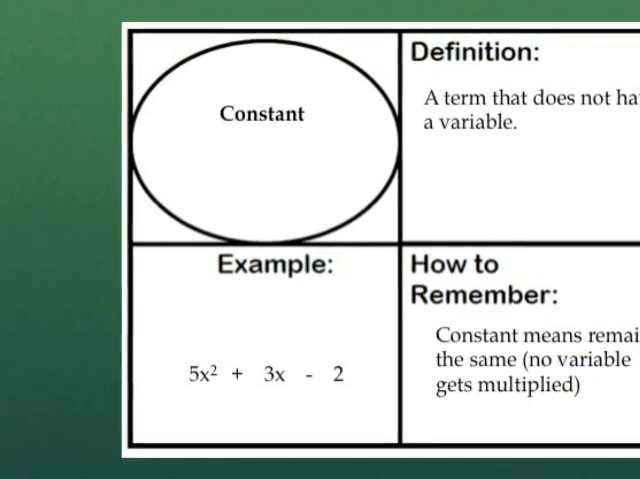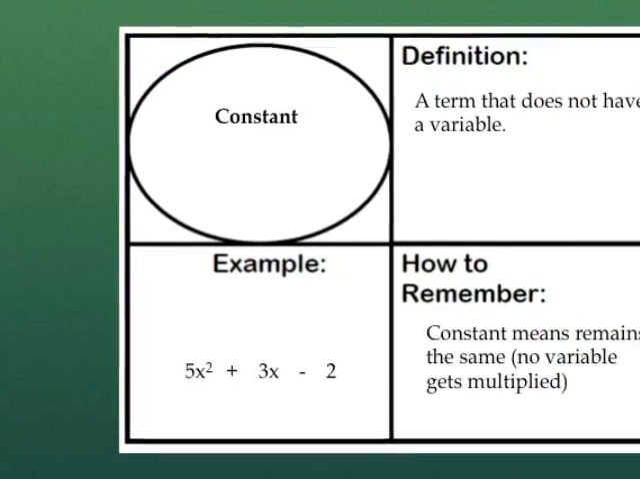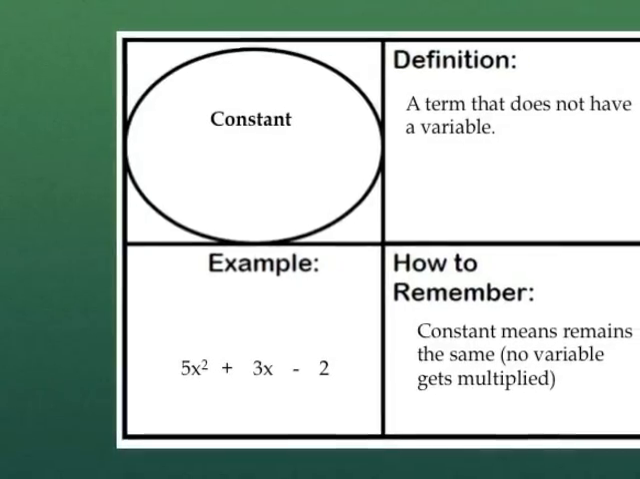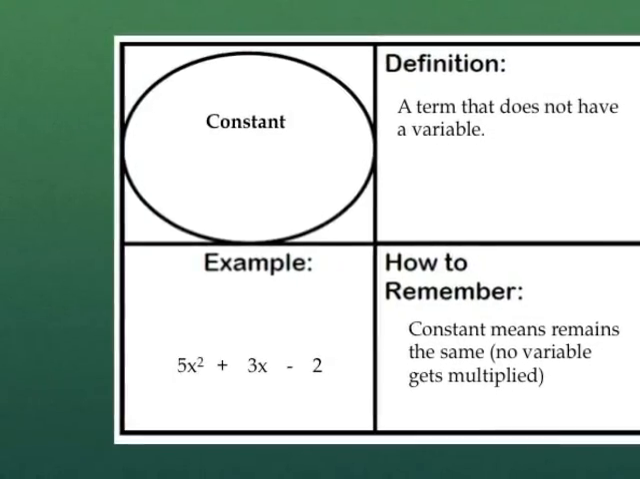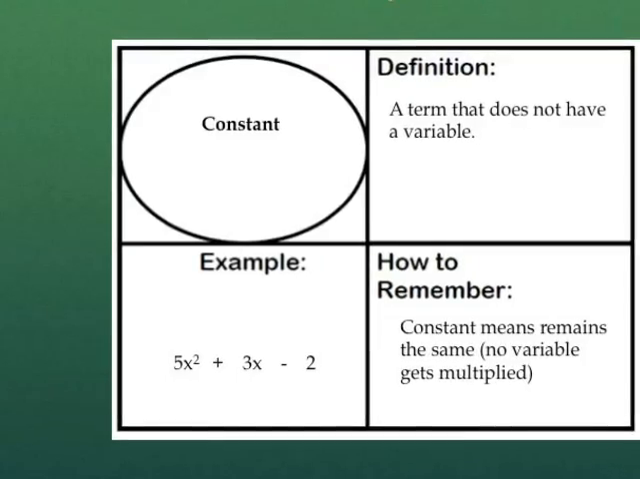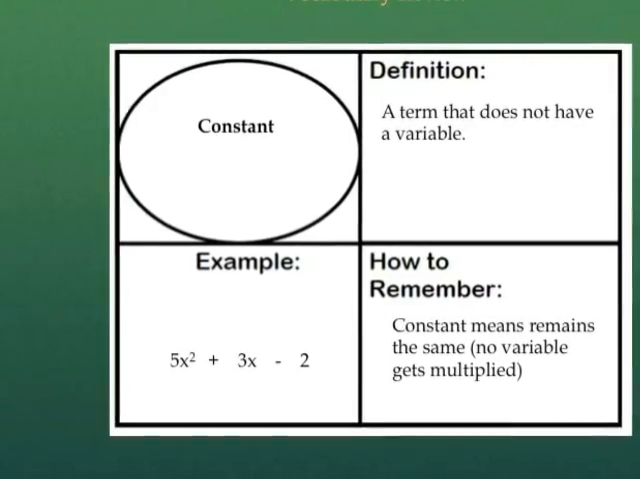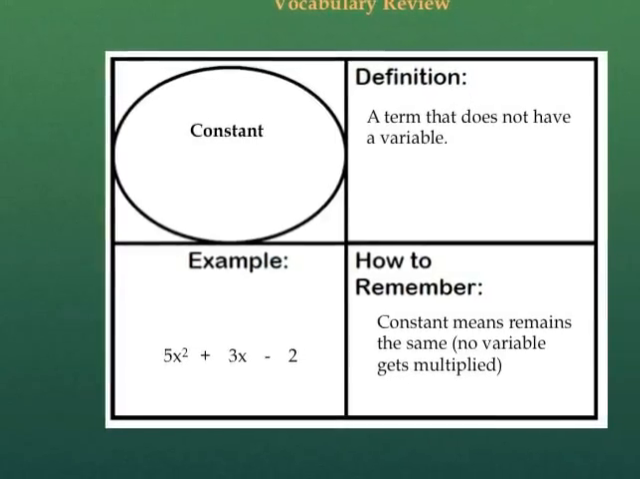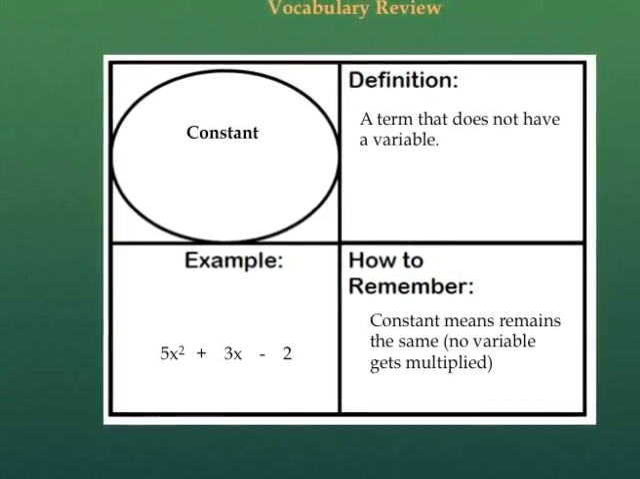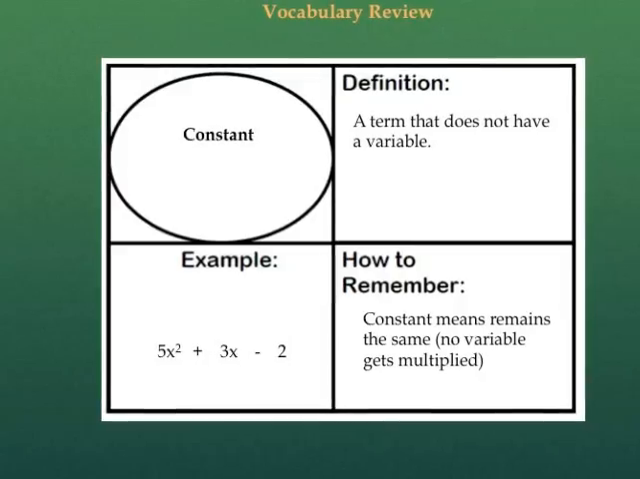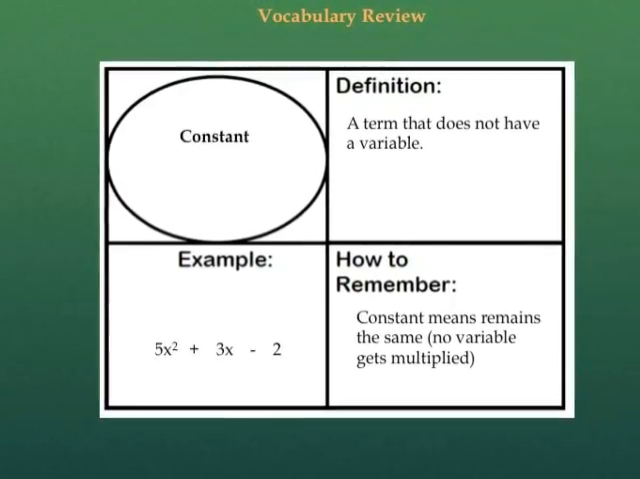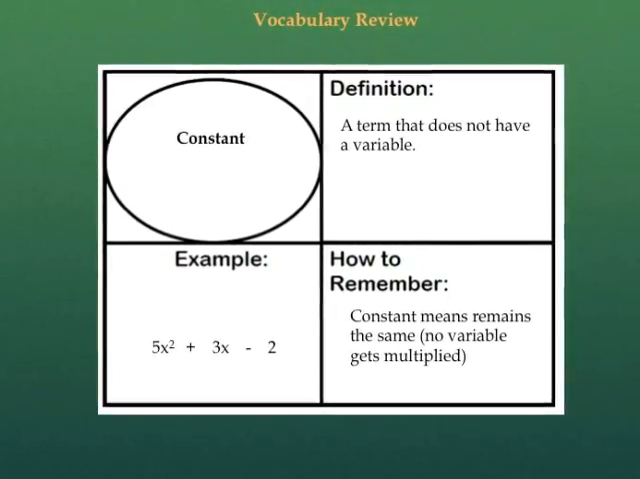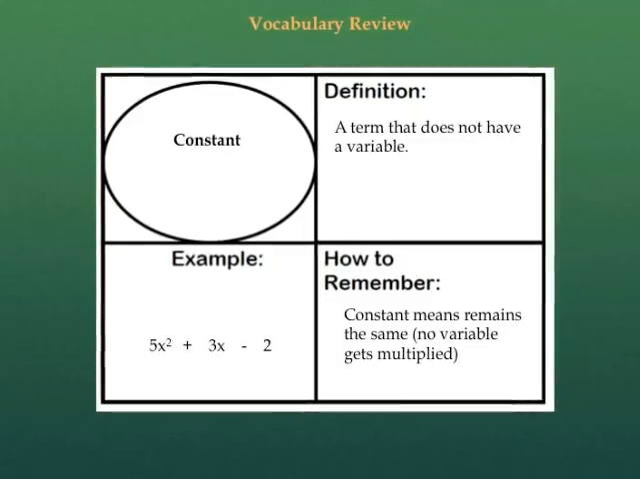The constant is a term that does not have a variable. In the box that is located to the left and is labeled example, the 2 is the only term that does not have a variable, so it is the constant. To remember this, think of a constant as not changing. No variable is multiplied to it.